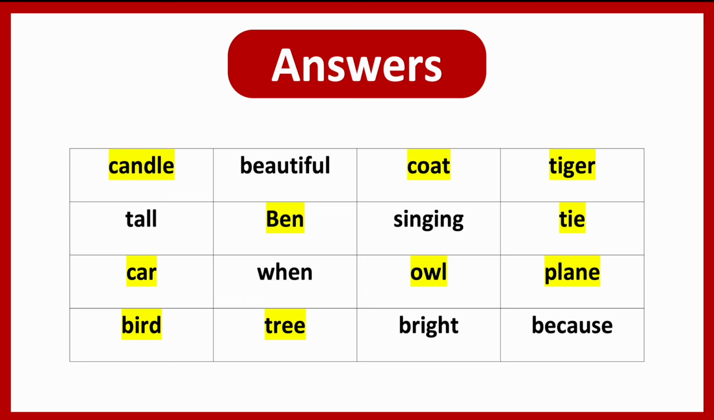The following are all examples of nouns: candle, car, bird, Ben, tree, coat, owl, tiger, tie, plane. Please note that these nouns all have different names. There are different types of nouns. Be sure to watch our other videos to find out what the names of the different nouns are.